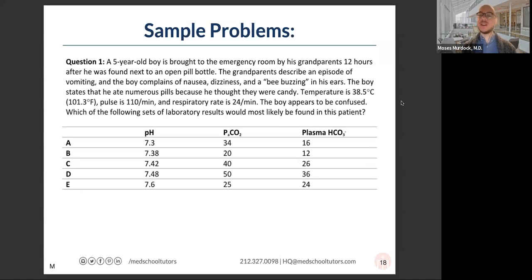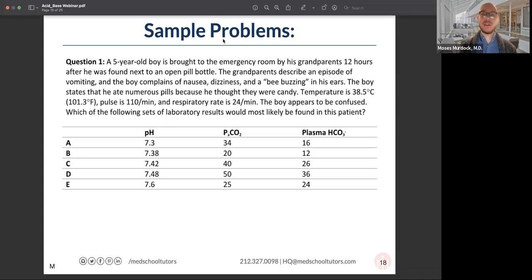And they're presenting us with the classic triad of values from blood gas analysis. And they're asking us which one of these would be most consistent with this diagnosis and the clinical picture they're presenting. Okay, so first of all, it's important to establish a diagnosis. So in the chat, what do you think was in the pill bottle? Go ahead and put it in the chat.